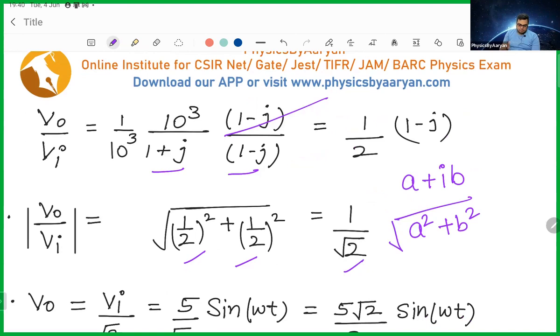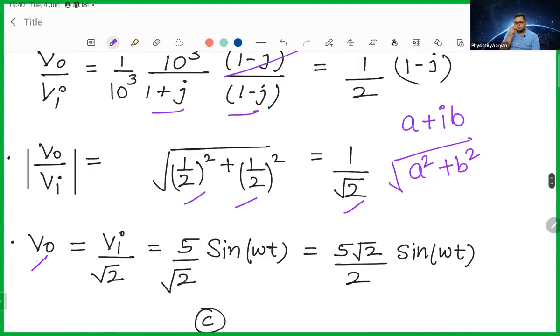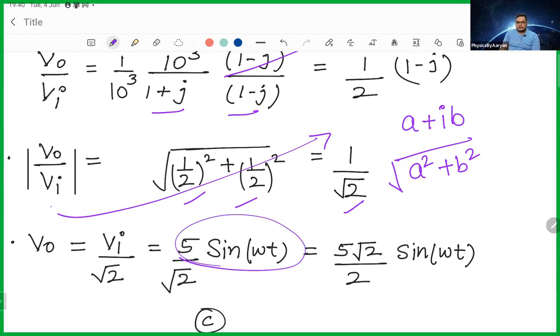So my V output by V input is 1 by root 2. Then what is my V output? V output is nothing but V input, so I just take this V input on the other side. I will get V input by root 2. And V input is defined as 5 sine omega t, right? And it is divided by root 2.